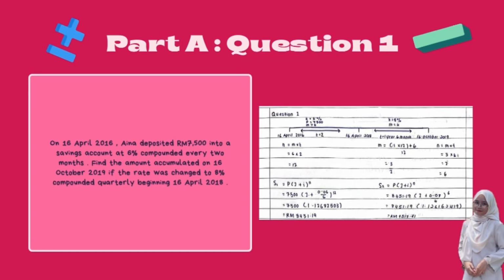S2 equal to 8451.19 times 1.16162479 and S2 equal to 9517.41 ringgit. The final answer after both time periods is RM 9517.41. That's all from me.